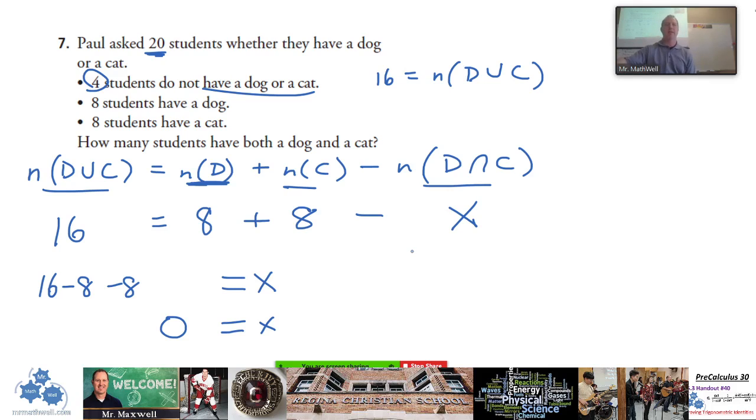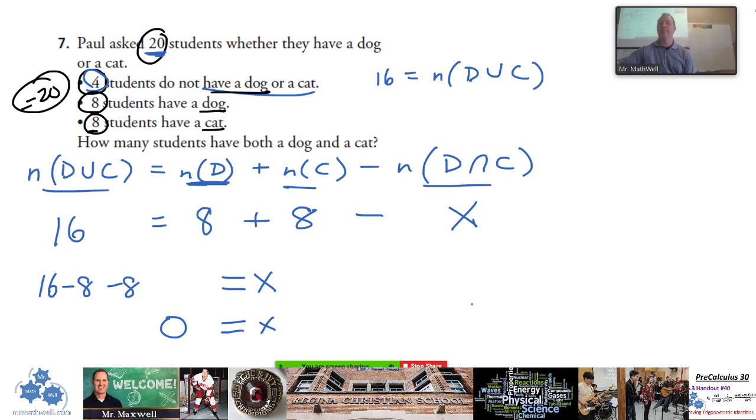Let's see if that makes sense. 8 have a cat, plus 8 have a dog. That's 16, plus 4 don't have either. That equals 20. I guess that is everybody. So if you added all those up and found the difference between this number and 20, the difference is 0.